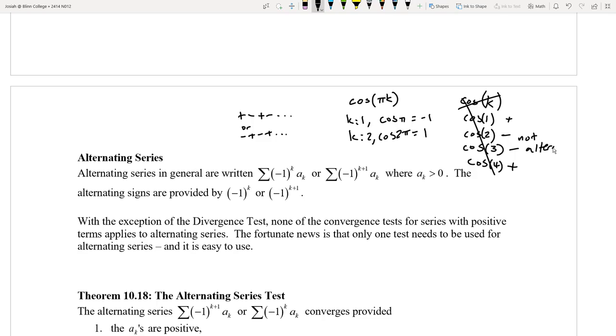So we can only really have this alternating series if we are switching strictly back and forth between negative, positive, negative, positive. So here are the most common ways of doing it, the negative 1 to the k, or maybe a cosine of pi k.